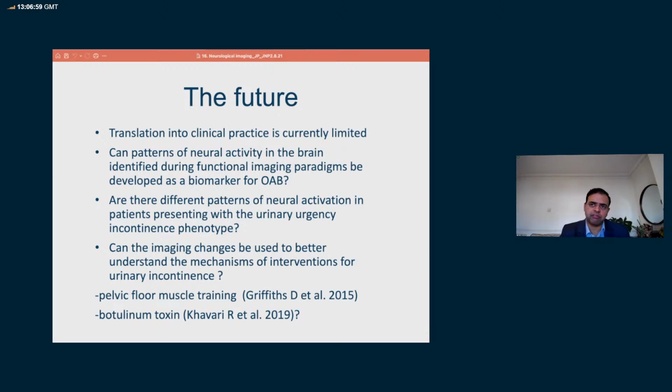So from Derek Griffiths' lab, Becky Clarkson demonstrated that there are actually different patterns of brain activation that are seen in people who respond to pelvic floor muscle training compared to those who don't. So could this be used as a predictor of response? Rose Cadwallader from Baylor has demonstrated changes in neural activity following detrusor injections of botulinum toxin. So all quite preliminary. And so I think this is an area that is really requiring research, but certainly provides potentially a biomarker for disease for future studies. Thank you very much.